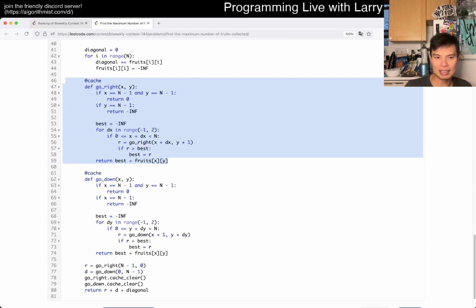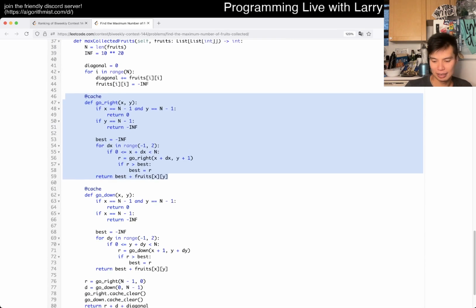I'm going to make it slightly smaller so you could see it on the screen. And yeah, that's pretty much all I have for this one. Let me know what you think.